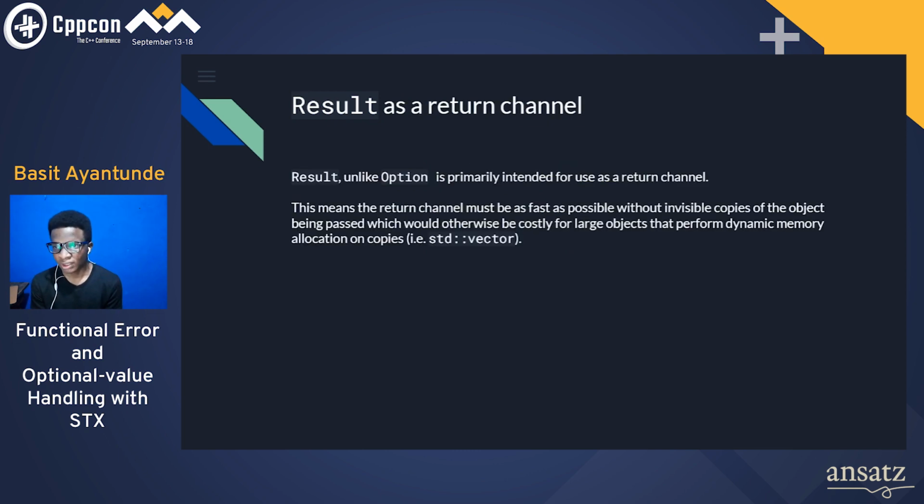As I said earlier, you note that Result doesn't have a copy constructor because it is primarily used as a return channel. Being a return channel means it must be as fast as possible, without invisible copies of the object being passed, which would otherwise be costly for large objects, especially ones that perform dynamic memory allocation, like a vector.